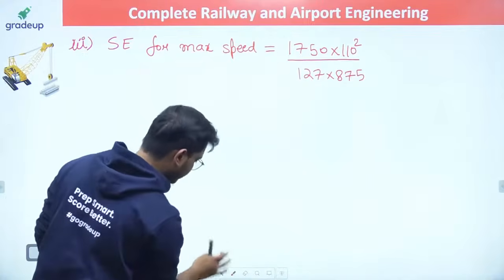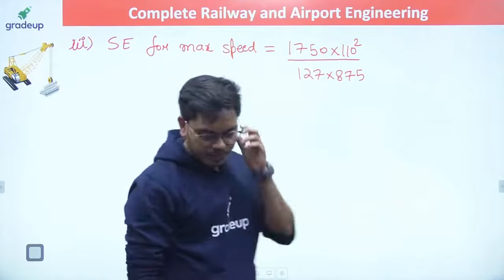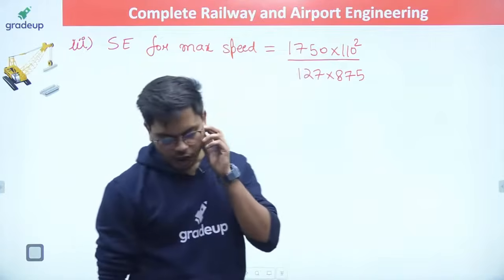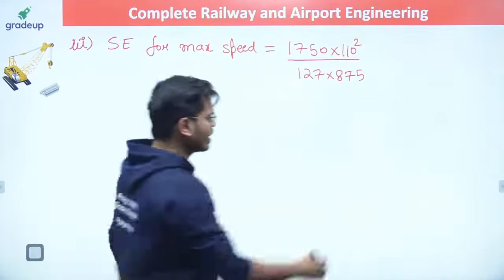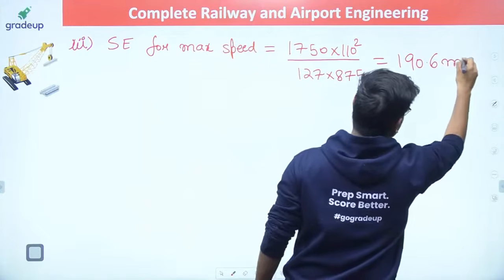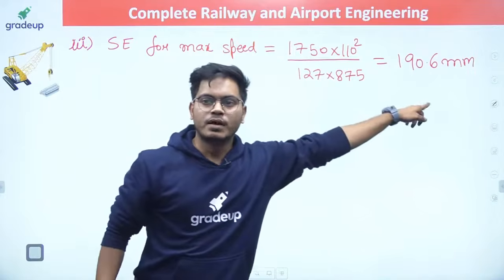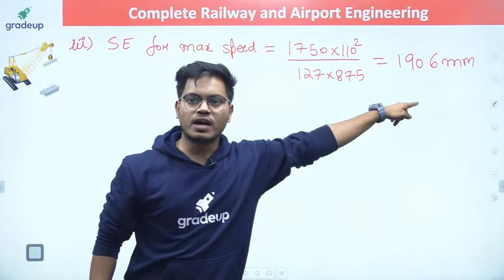Is it 875? Yes, it is. How much is this coming? It is 190.6 mm. Now, first of all, please check if my cant deficiency is under limit.